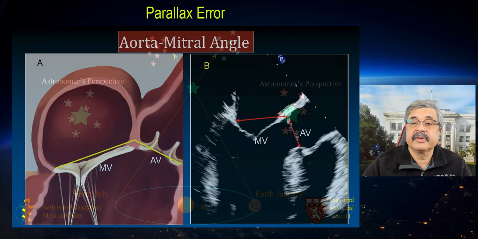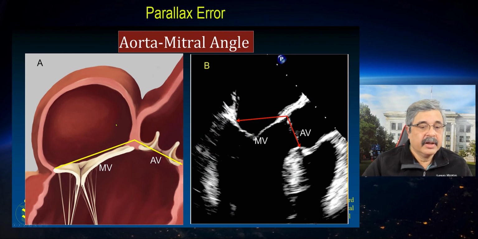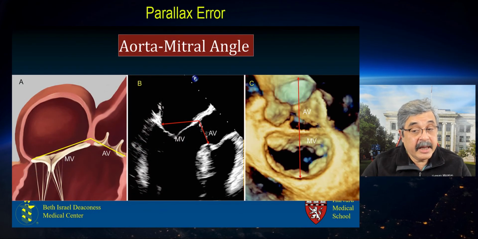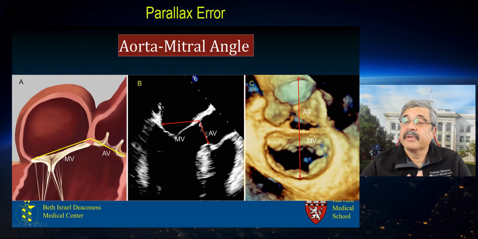That's the greatest problem with three-dimensional imaging. For example, you can appreciate this aortomitral angle in an anatomical illustration. The same can be appreciated in a tomographic two-dimensional scan of the mid-esophageal long axis window. You can appreciate depth in this en face view of the aortic valve, the angle between the mitral valve and the aortic valve axis, but you cannot actually measure it, and that's referred to as parallax error because it appears to have a depth to it, but there's no actual depth on the screen.